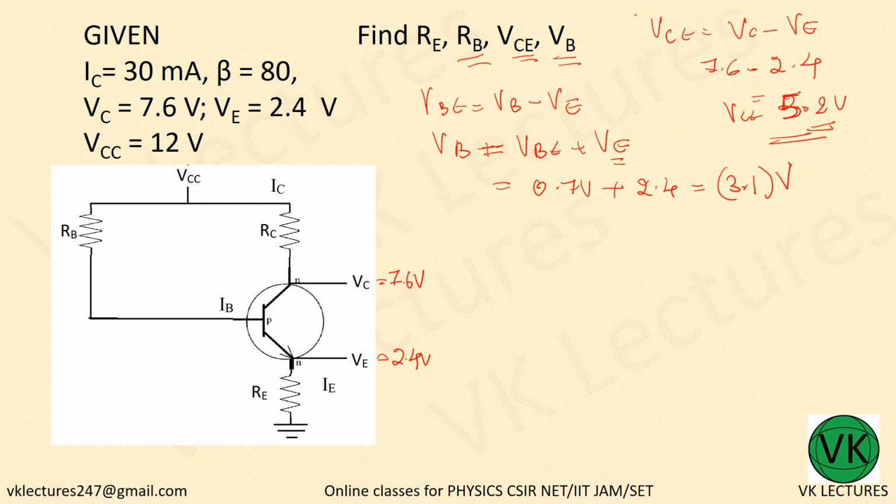Now RB. Let us come to the input side. Now at this point, what is the voltage? What we got? VB, that is equal to 3.1 volt. Am I correct? At this point, with respect to the ground, we have 3.1 volt. So here if we are applying input KVL, VCC equal to IBRB plus 3.1 volt, or you can write VB, right?